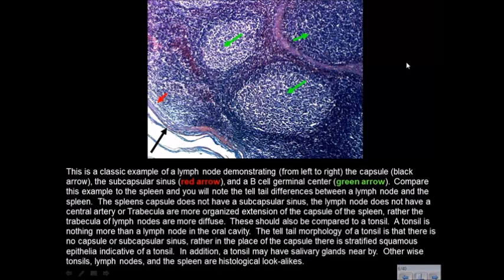Okay, this is another example of lymph nodes, and we have trabeculae, germinal center, germinal center, germinal center, the capsule, or what might be the subcapsular space. Of course, these are high power magnifications. This is in low power.